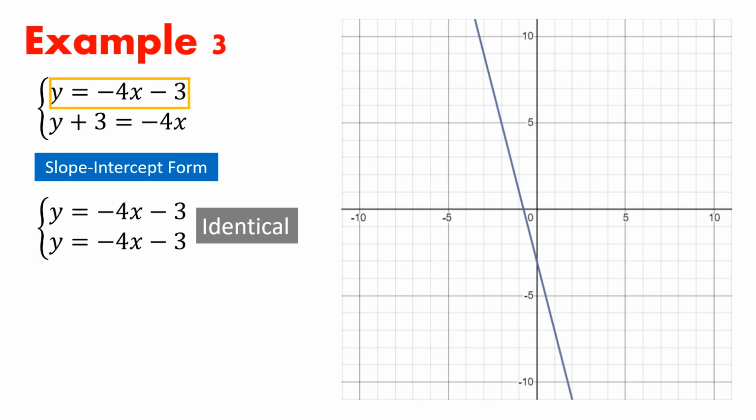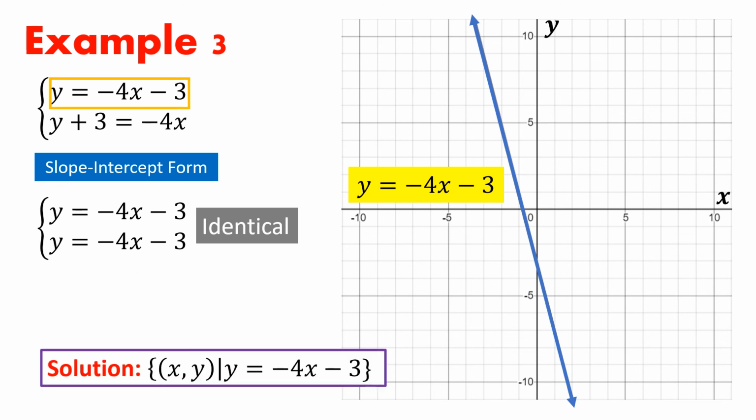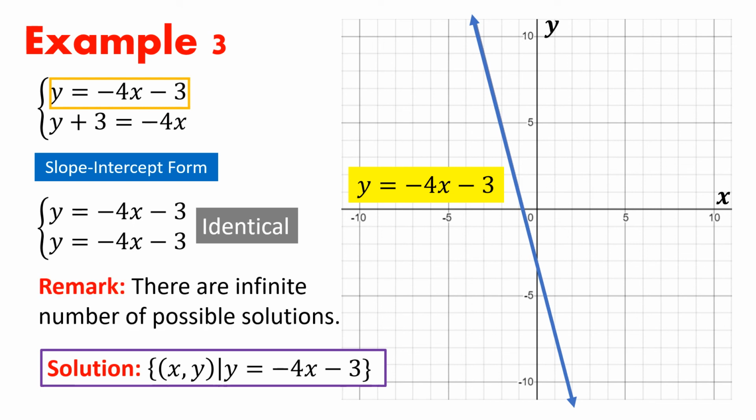If we graph each line, the second line is going to be right on top of the first line. Hence, every single point would be a solution. Moreover, since lines have an infinite number of points, this system of linear equations would have an infinite number of possible solutions.